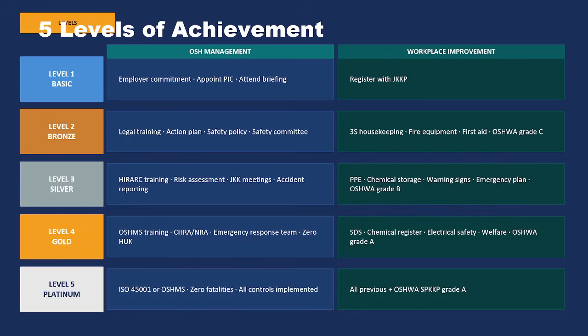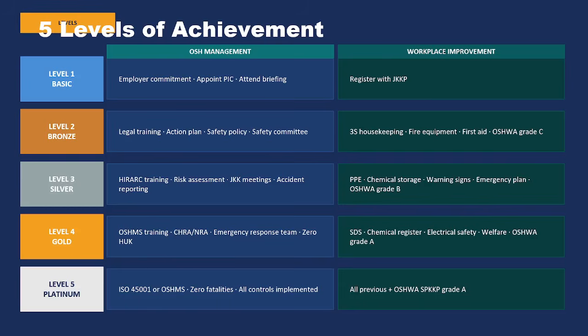Level 2, Bronze. Now we get serious. The PIC must attend a one-day training on OSH law and management basics. They must prepare an action plan, a Gantt chart. They must run internal training for their workers. On the policy side, a written safety and health policy must be produced. If there are 40 or more workers, a safety and health committee must be established. On the physical side, 3S housekeeping, clear walkways, fire extinguishers, first aid kit, and an OSHWA physical audit grade of C.